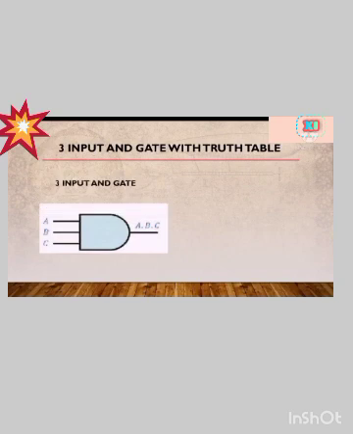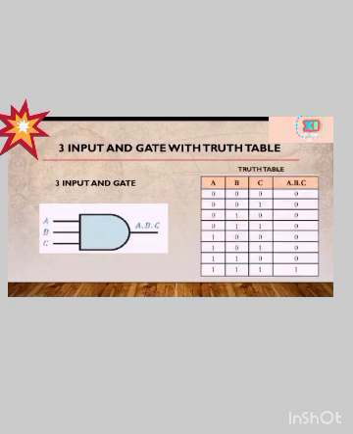Three input AND gate with truth table. We are using 3 inputs to mention the AND gate. Here is the symbol for that. A, B, C are the inputs. The output is A dot B dot C.